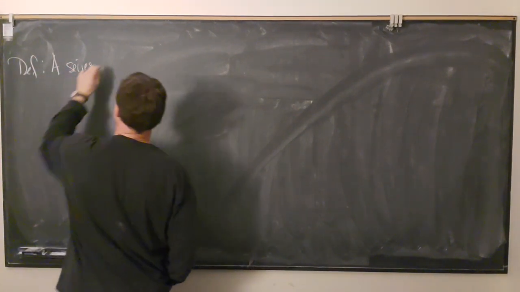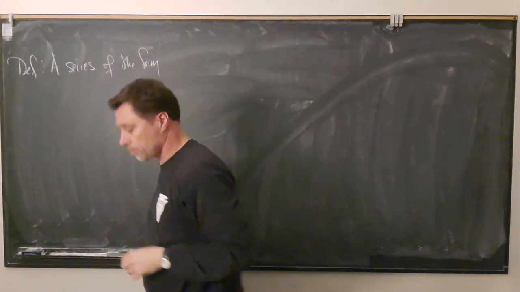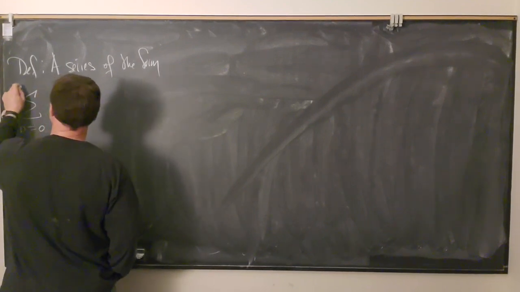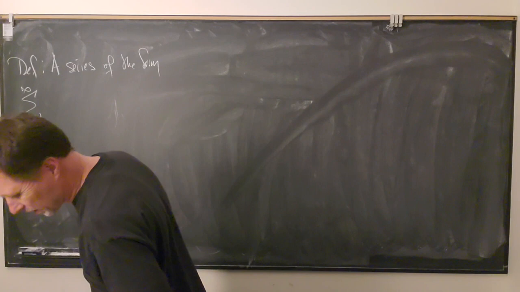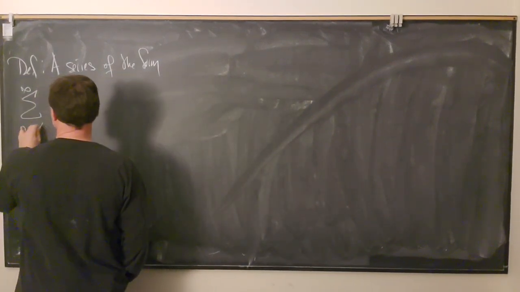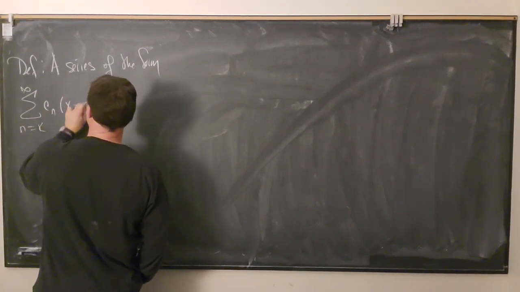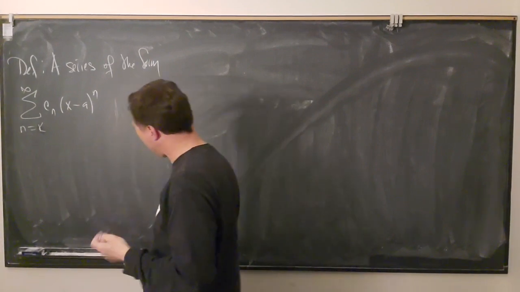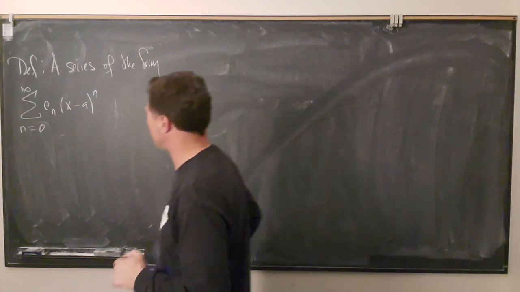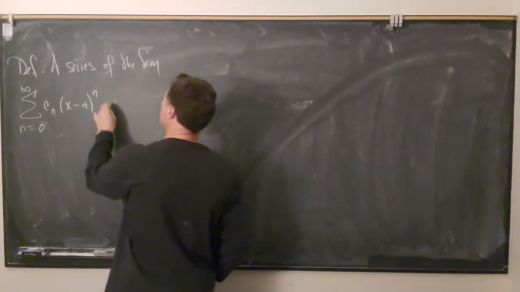A series of the form, so it'll be sum n equals 0 to infinity. It doesn't matter where the starting point is. I guess maybe more generally I should say n equals k to infinity c sub n x minus a raised to the n. You know what? For our purposes here, let me just start it at 0. It makes more sense. Sum n equals 0 to infinity. And now what would this look like?